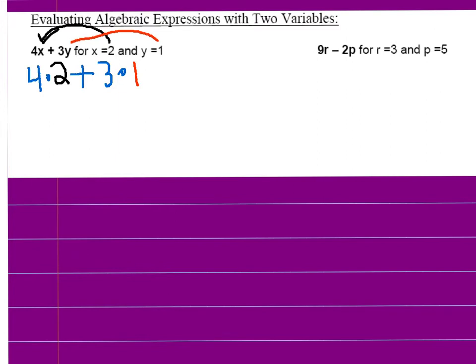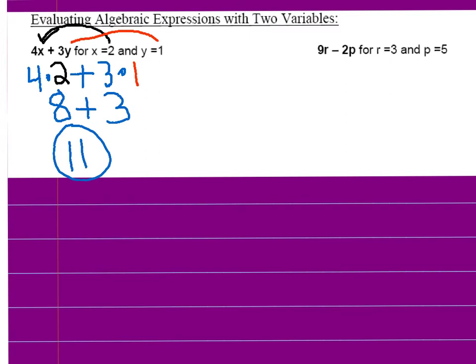So order of operations, 4 times 2 is 8. 3 times 1 is 3. We add last. The last thing we do many times is add. 8 plus 3 is 11. All right? Remember, feel free to pause or rewind if you need to, if I'm going too fast.